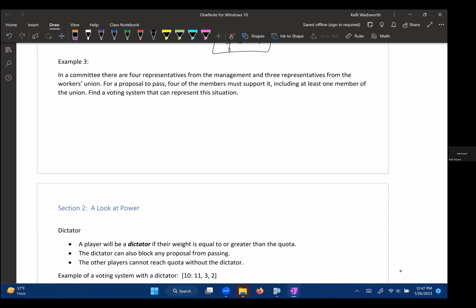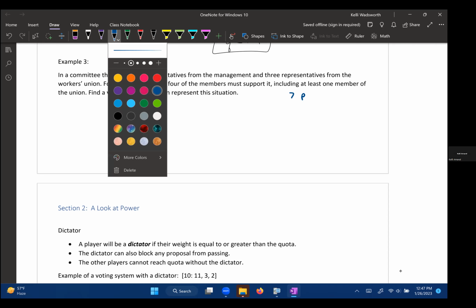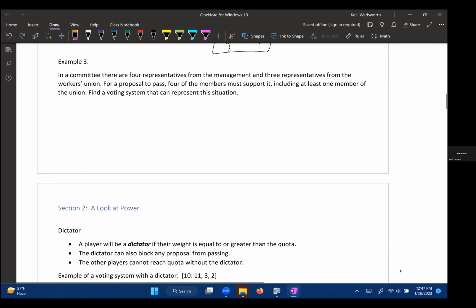Okay, so let's make sure we know what we got here. We've got what? 7 players, right? 4 management and 3 unions. So let's write that down. We got 7 players.